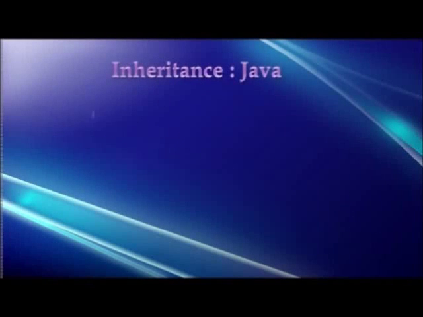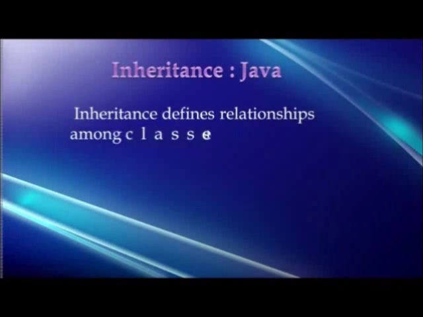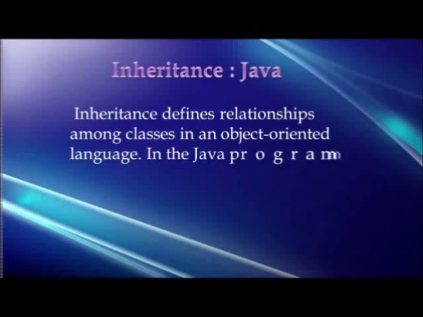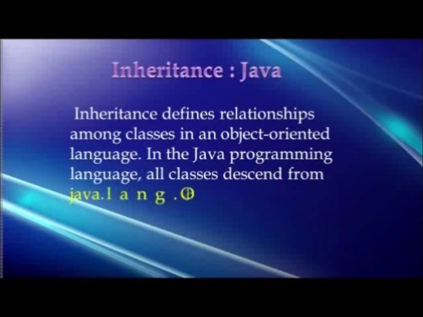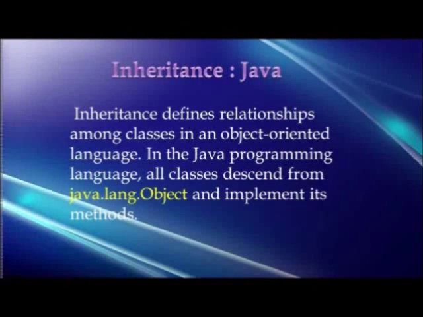Inheritance, Java. Inheritance defines relationships among classes in an object-oriented language. In the Java programming language, all classes descend from java.lang.Object and implement its methods.